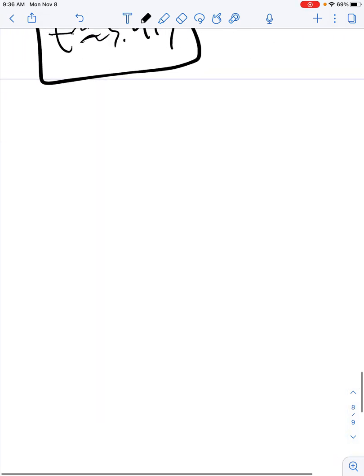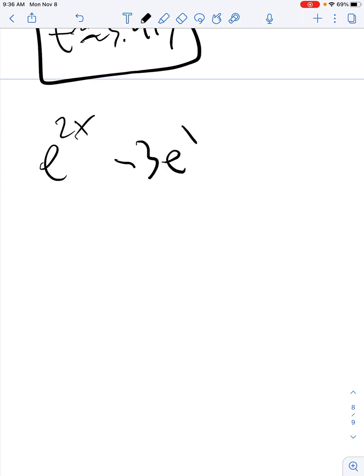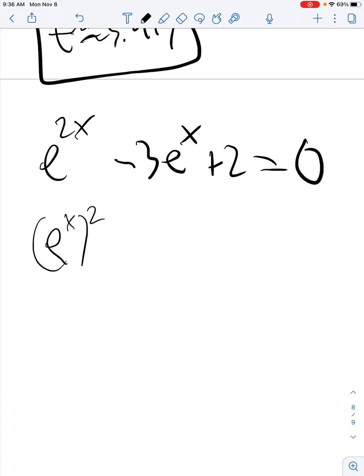Last example. Okay, did I say that was the last one? I lied. We got one more. Last one here. e^(2x) minus 3e^x plus 2 equals 0. So what I'm going to start by doing is just manipulating my variables. So again, I can rewrite this as (e^x) raised to a power of 2. Remember your exponent rules. A power raised to a power means you multiply.